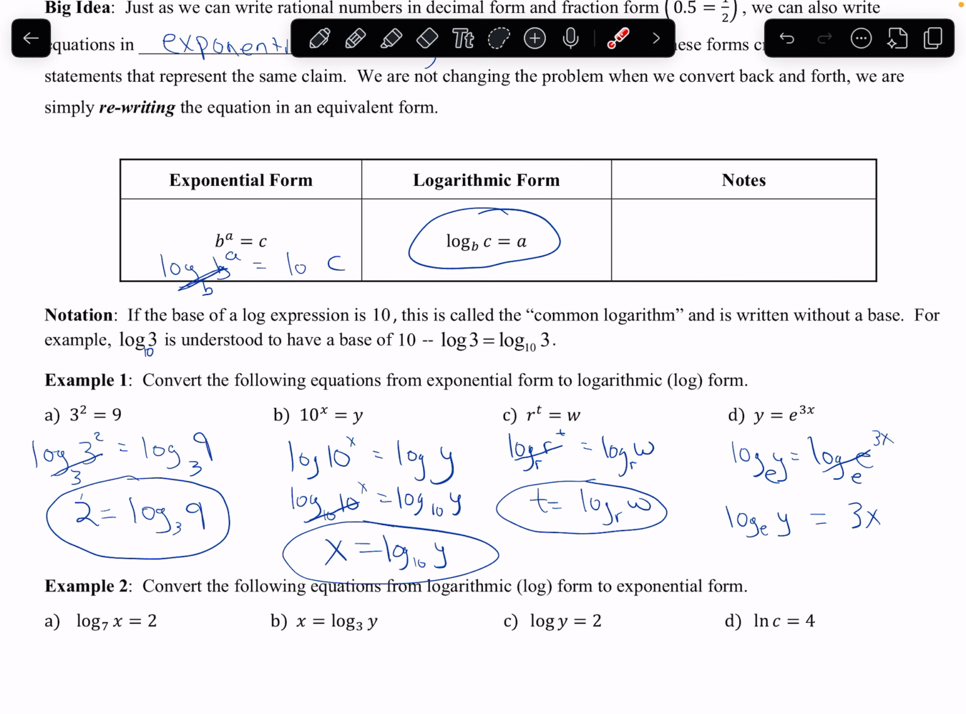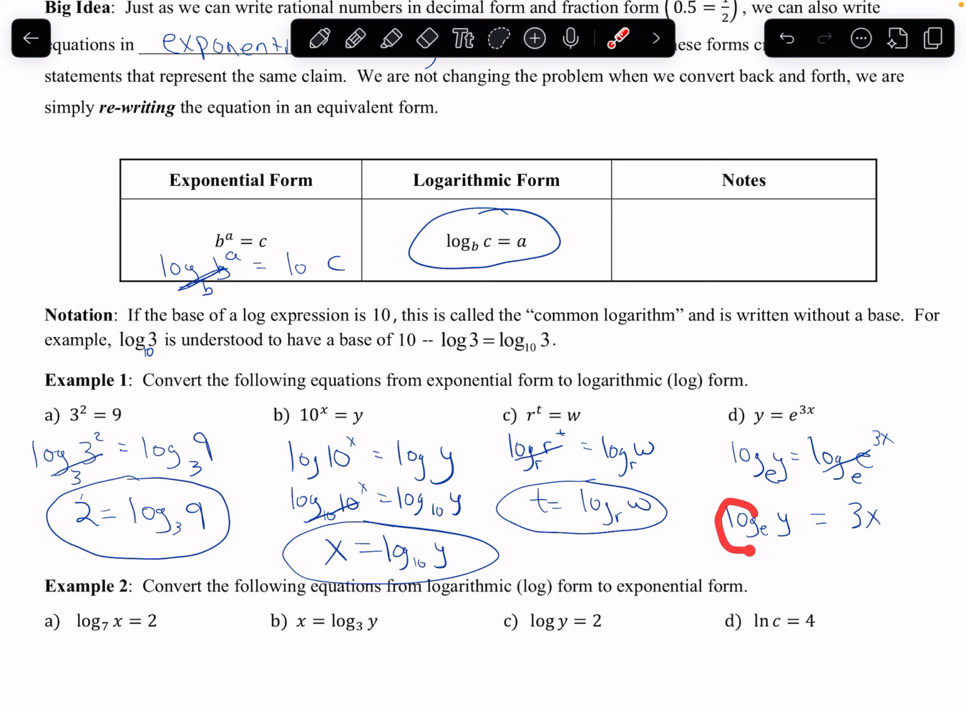Now I'm going to tell you something. You'll almost never see it written this way, because this is a special logarithm. E, by the way, if you ever see e in math, it's not a variable. It's a number. E equals 2.7, and it goes on forever without repeating. It's like pi. It's an irrational number.